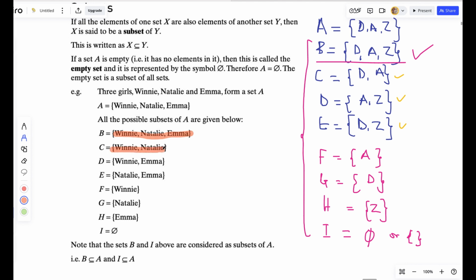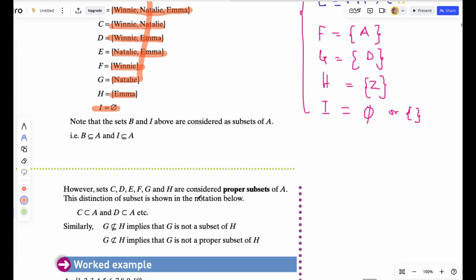Winnie and Natalie is a subset of set A. Winnie and Ima is a subset of the main set, a subset of set A. Natalie and Ima is a subset of set A. Winnie alone is a subset of set A. Natalie is a subset of set A. And Ima is a subset, then the empty set is a subset. So I think we already got the concept of a subset.